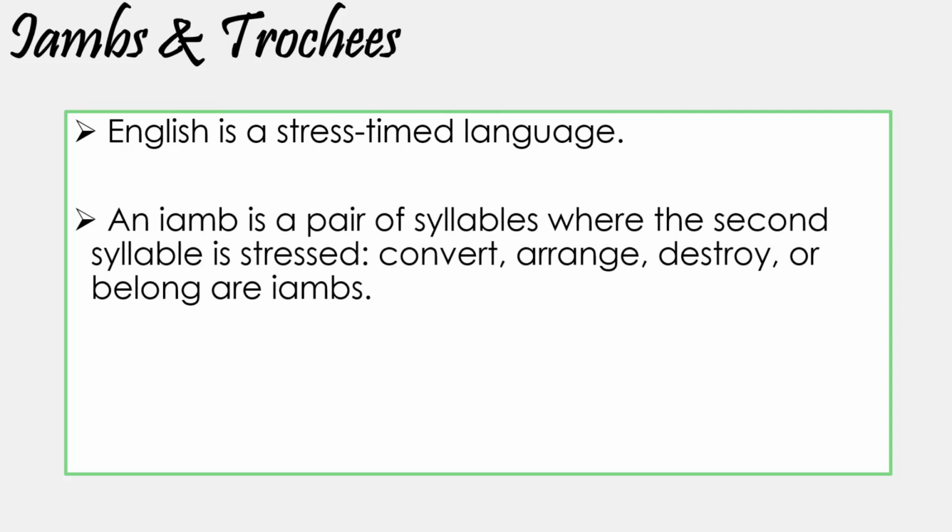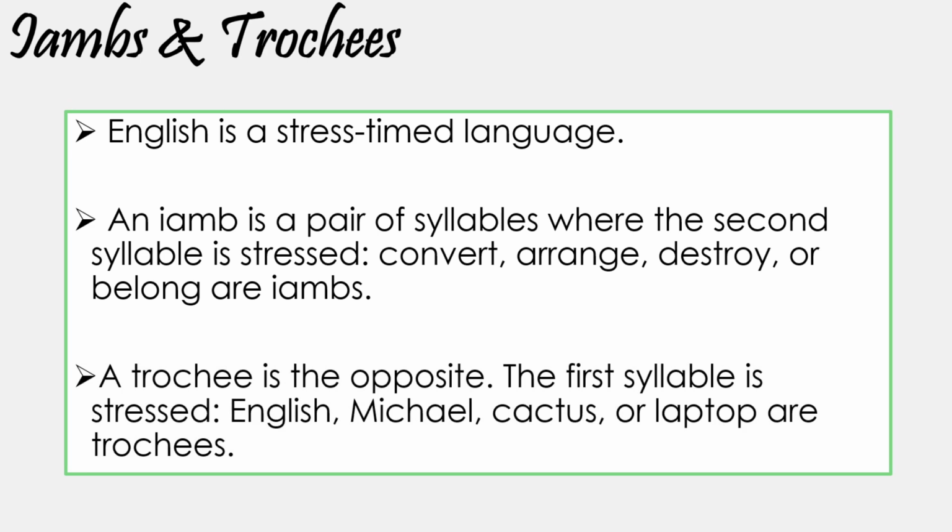Now an iamb is a pair of syllables where the second syllable is stressed, so it sounds like da-dum. Words such as convert, arrange, destroy, or belong are all examples of iambs. The second syllable in the pair is stressed. Now a trochee is the opposite. The first syllable is stressed, so it sounds like dadum.